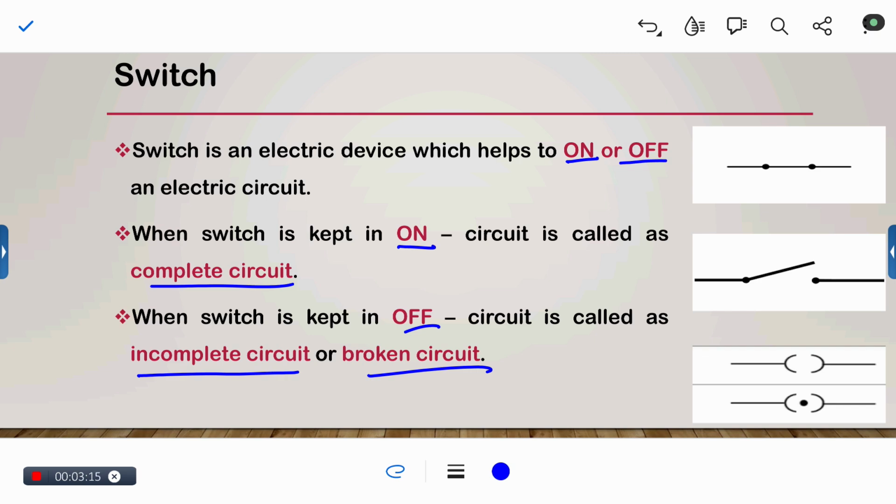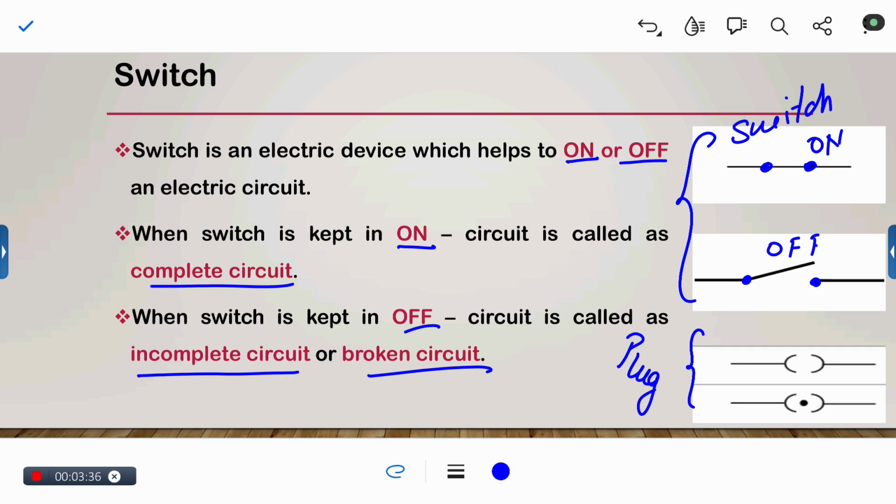These are the symbols you are going to use in order to represent the switch. If the two terminals are connected, this states that the switch is kept on. If the two terminals are not connected, it represents the switch is kept off. In our 10th class we will be using only the plug key symbol. In between the two brackets, if you don't have any dot, it represents the key is kept off. If there is a dot in the middle, it represents the key is kept on.